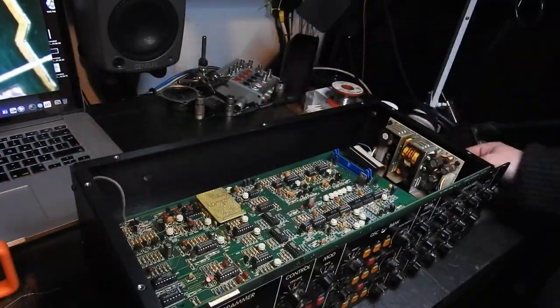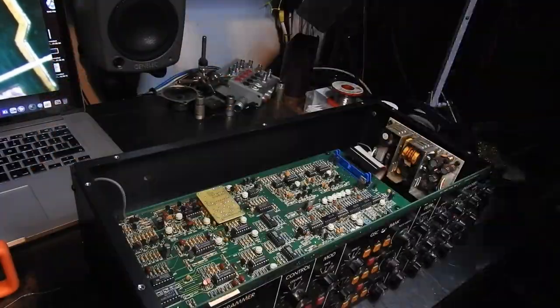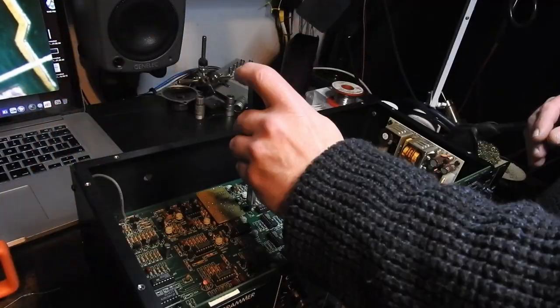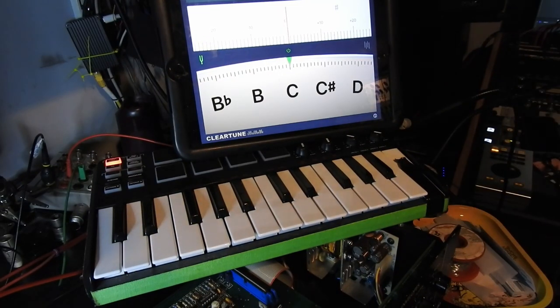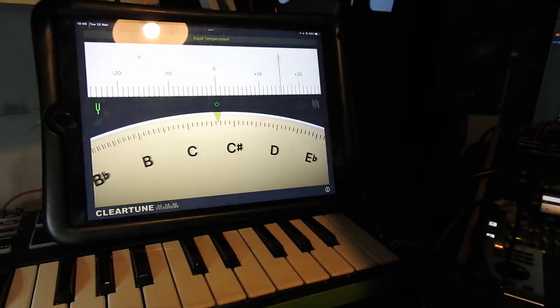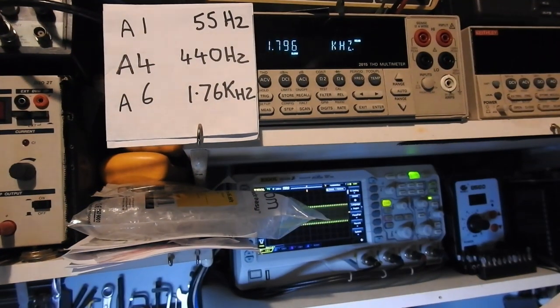I tried to film the calibration process, but I found it too difficult. But there are some bits of video that give you an idea of what happened. And in actual fact, now those caps really did stabilise the oscillators a great deal, so the calibration was actually really easy.